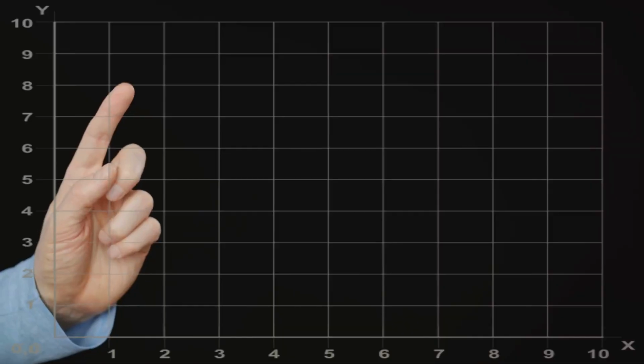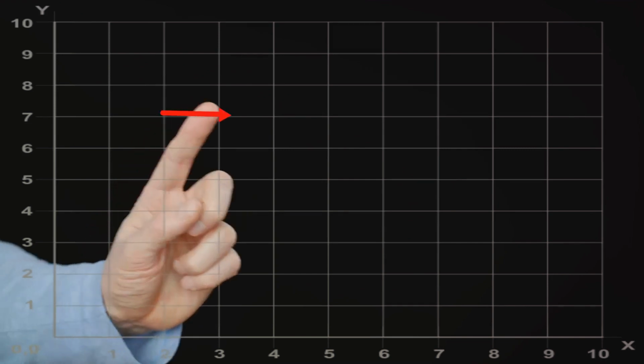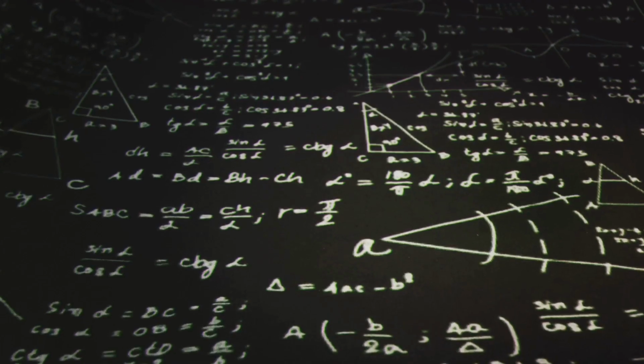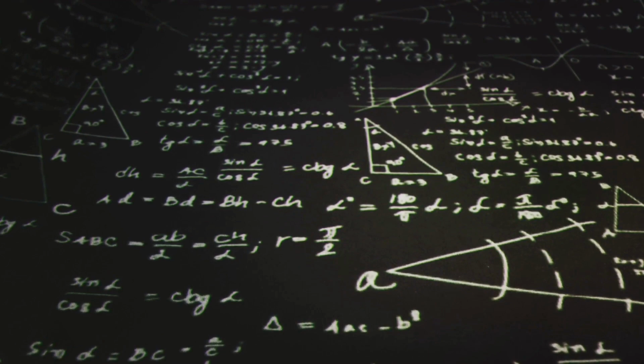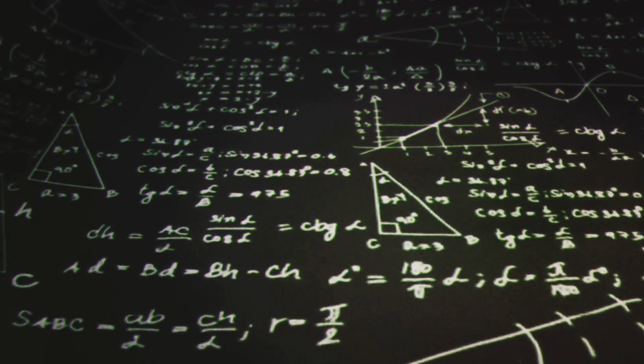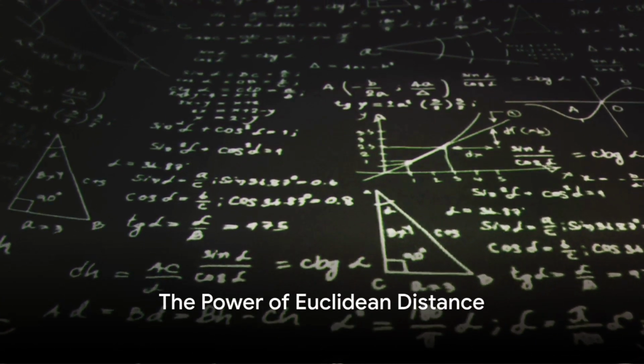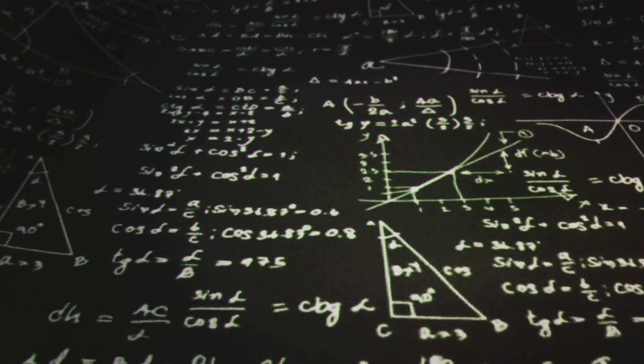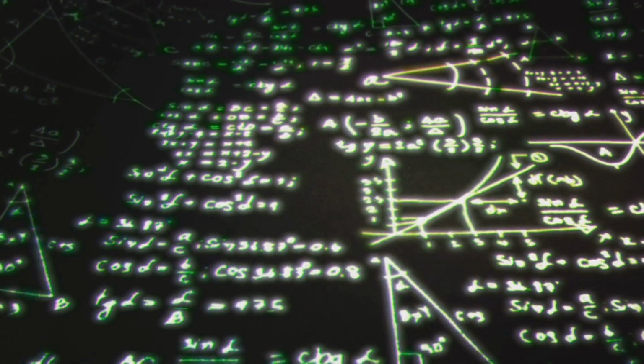It's calculated using the Cartesian coordinates of the points and the Pythagorean theorem. This concept has evolved and expanded over the centuries, finding applications in various fields of mathematics and beyond. So the next time you're trying to find the shortest path from one point to another, remember, it's all about the Euclidean distance.